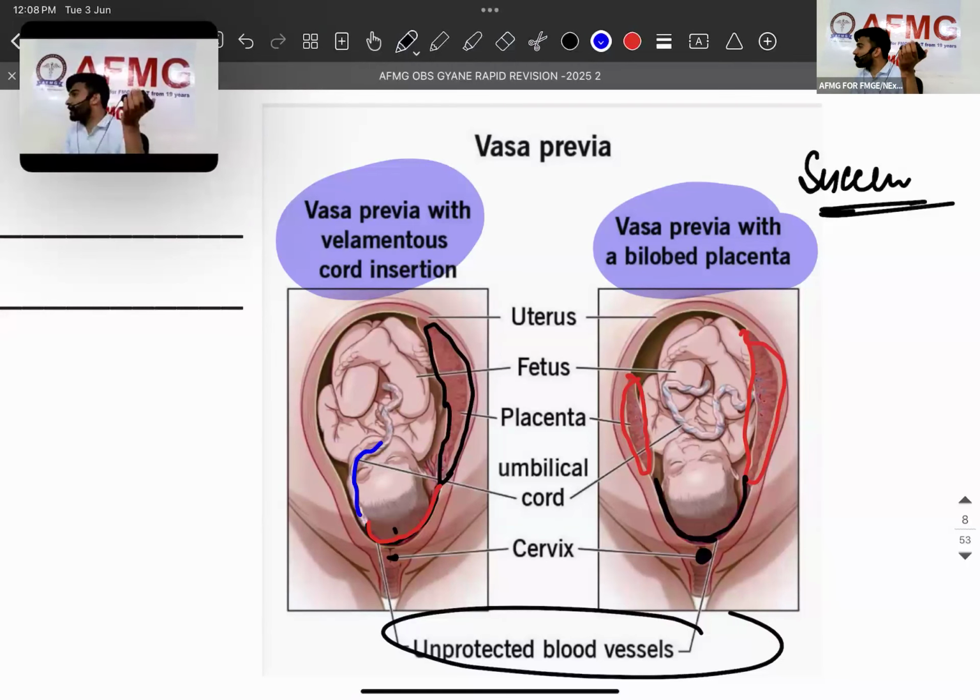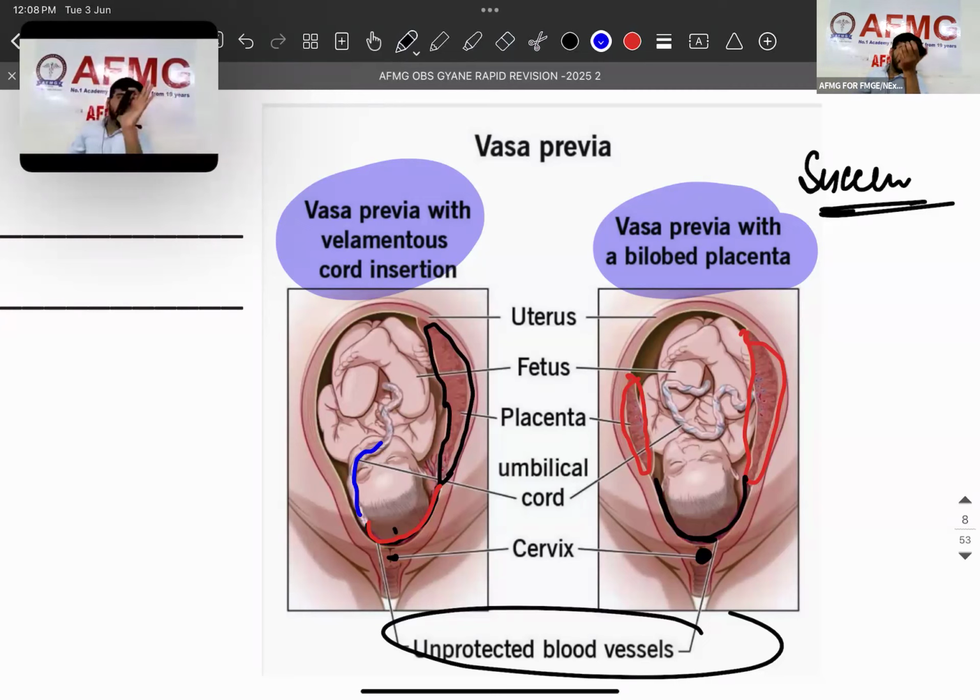And what is the most common method to perform? Caesarean section. Not most common, the only method to perform is what? Caesarean section. Now, sir, investigation of choice, we also have to do what? Doppler. Why? Because Doppler will tell me about the blood vessels, whether the blood flow to the baby is okay or not. So Doppler is main. In all placental conditions, we do USG with color Doppler. Why? In order to check the blood flow to the baby. Because it is through the placenta that the blood goes, right?